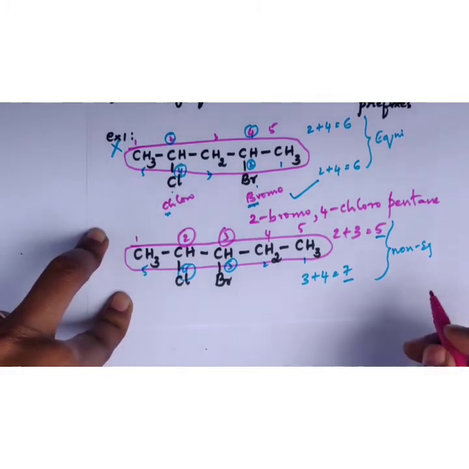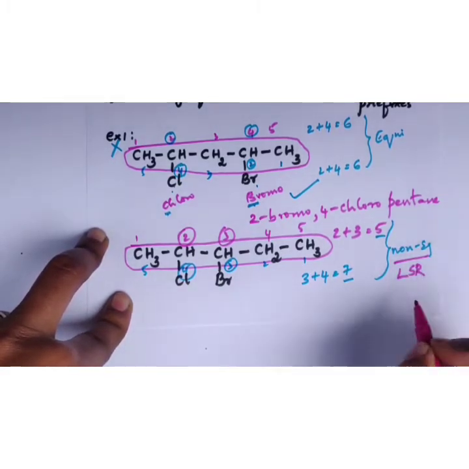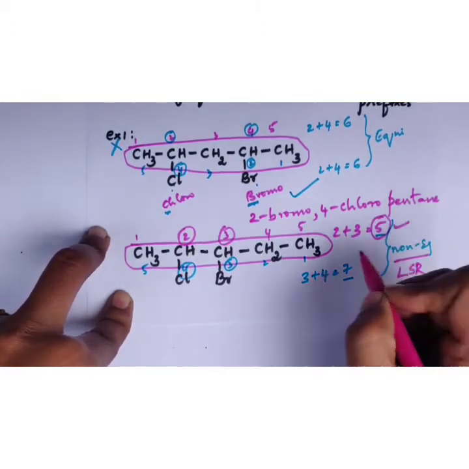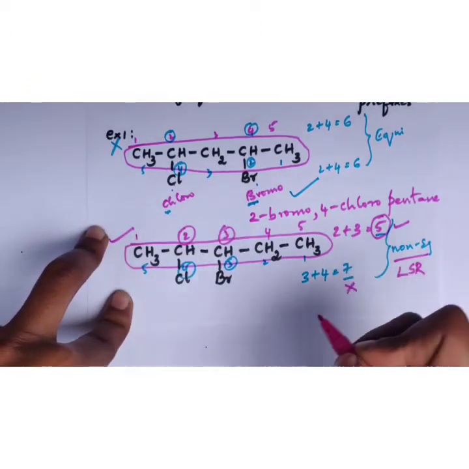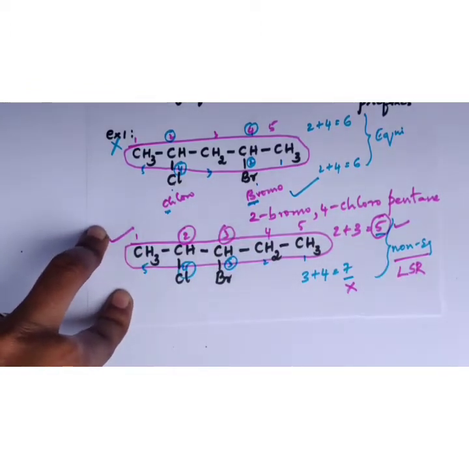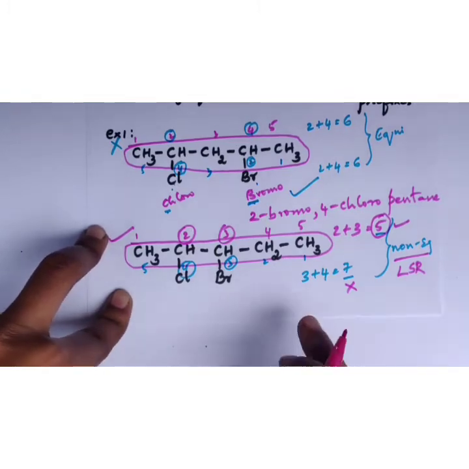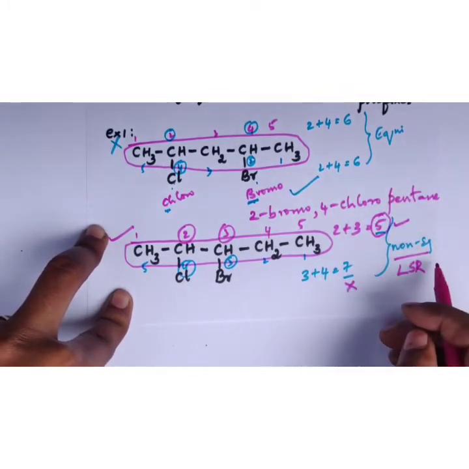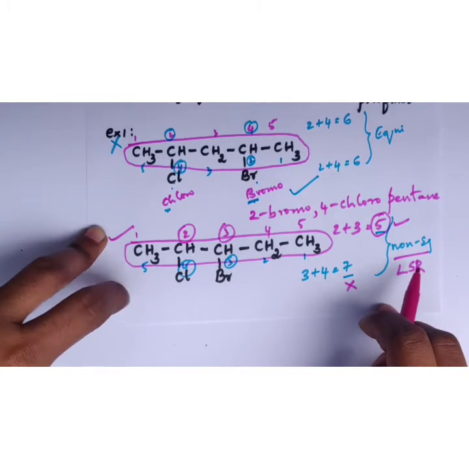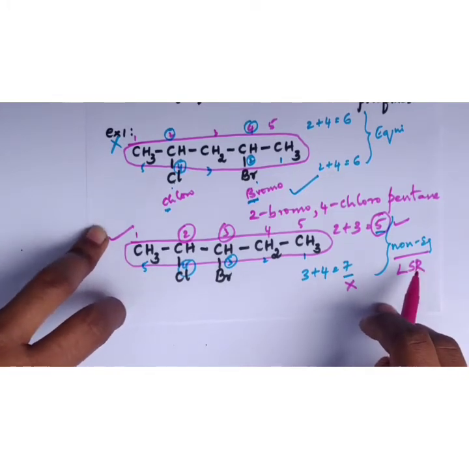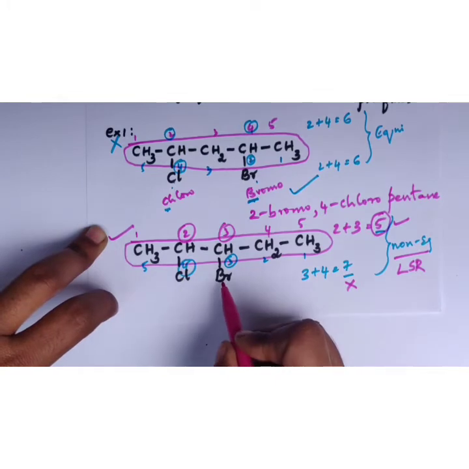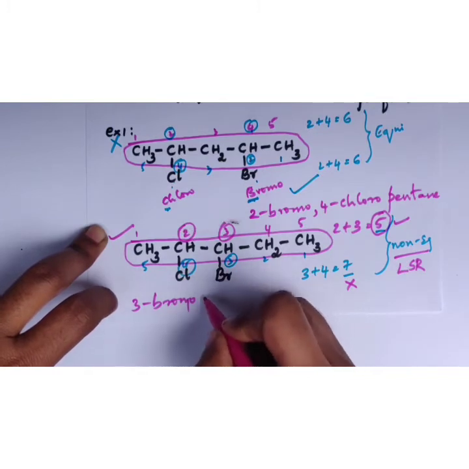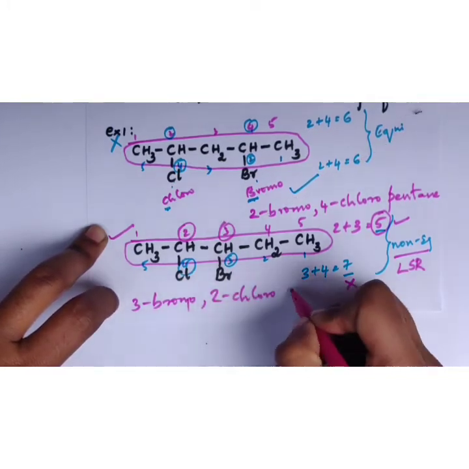When it is non-equivalent, what do you have to follow? You have to follow the lowest sum rule. That means whichever side has the lowest sum, from that side you are going to number it. That means we are going to number it from the left side, not from the right side. I think it's clear. When it is non-equivalent, follow LSR. And the naming goes according to what you studied in the first example, that is alphabetical order naming. So remember, whether it is equivalent or non-equivalent, we go according to the alphabetical order. So alphabetical order, B comes first. So it is 3-bromo-2-chloropentane.